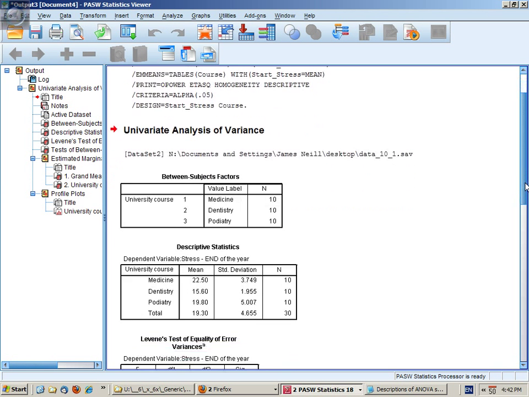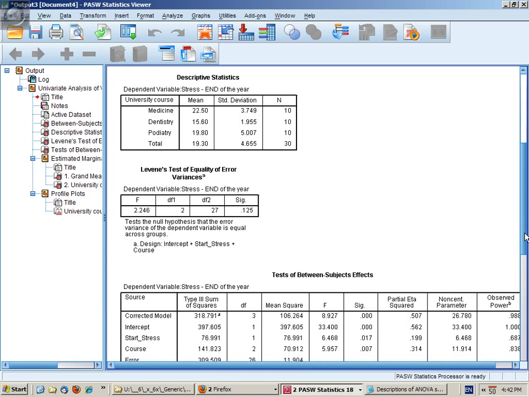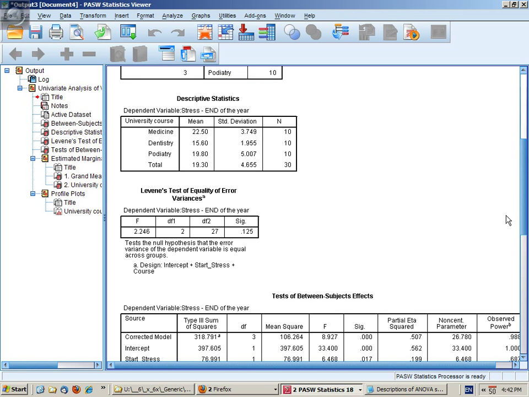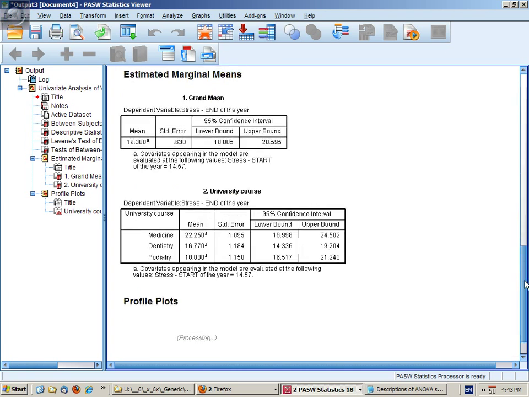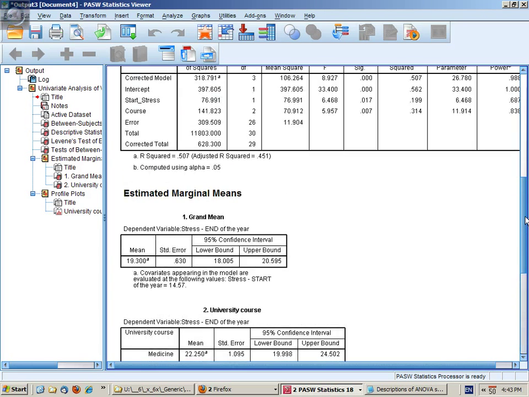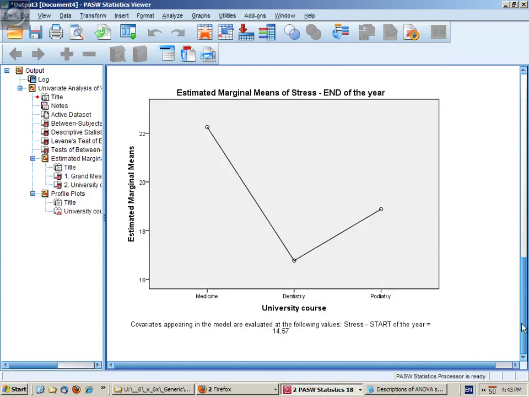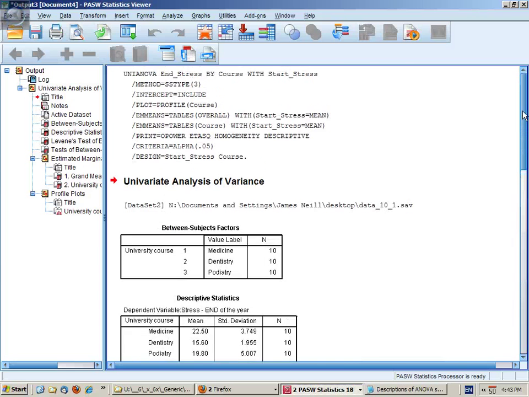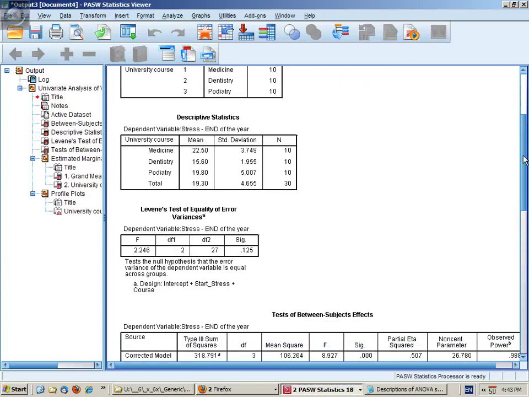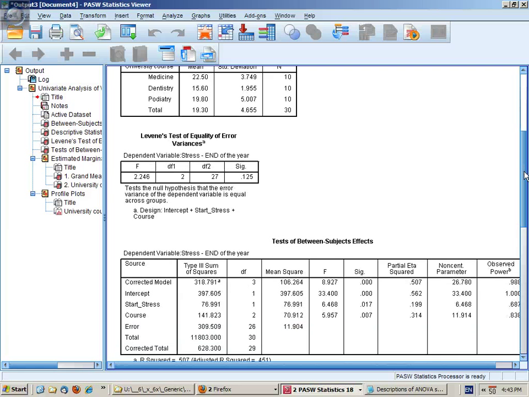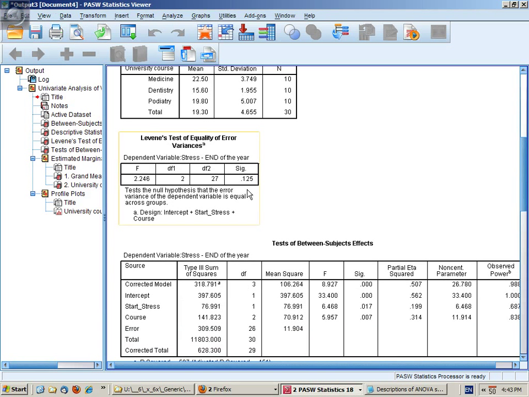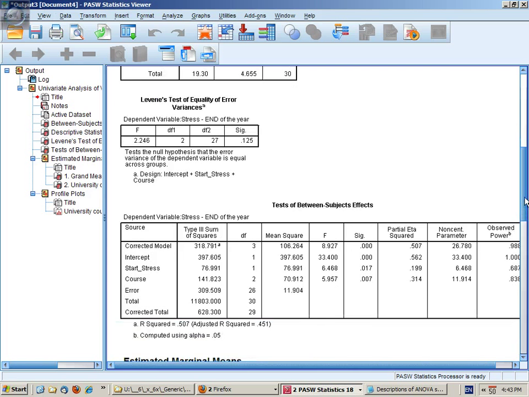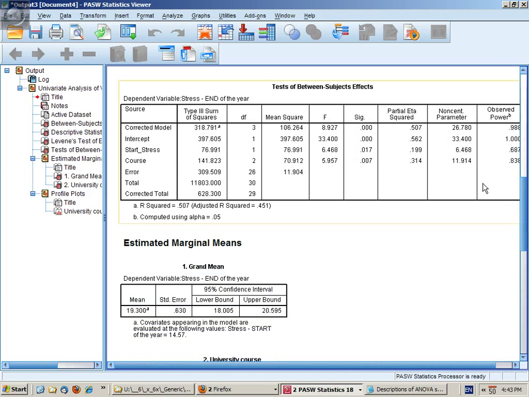So looking at our results here, these descriptive stats I think are not adjusted. Let's have a look. We'll go to the end. Okay, hopefully they're adjusted. I'll check that later. So we look at Levene's test, it's non-significant. We can assume that the variances between the groups are equal.